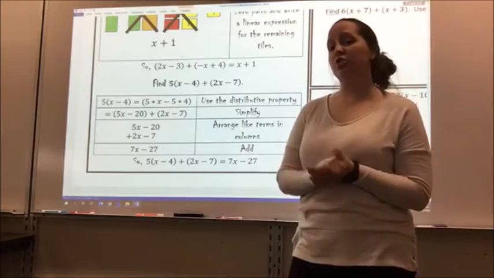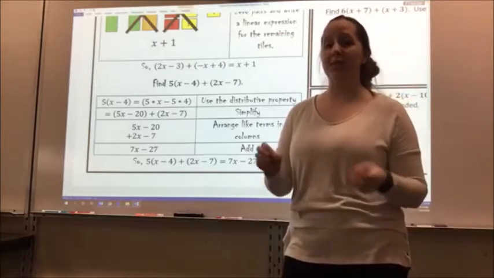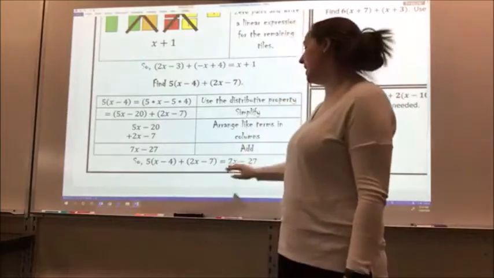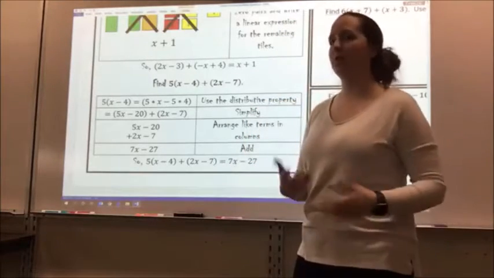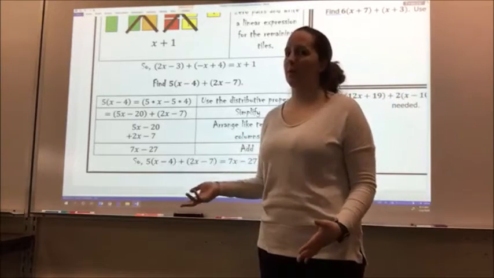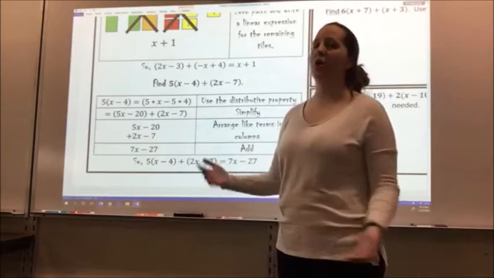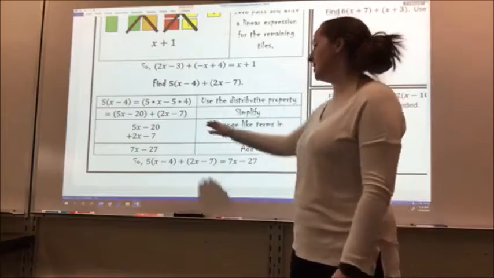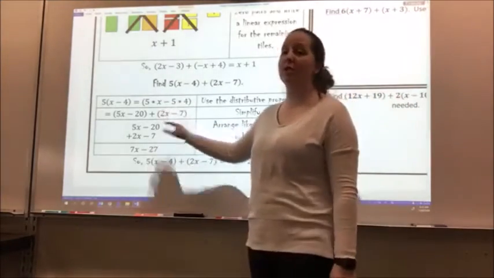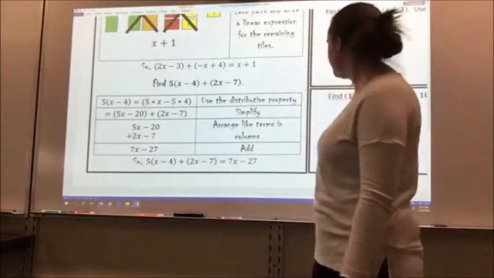If you want to draw the algebra tiles out or use the algebra tiles, use them. That's fine. Okay, you'll still get 7x minus 27, regardless of how you do it. But you may have to be drawing for a little bit because it'll take you a while to draw 20 tiles, or an additional 7 plus the 5 plus the 2. But make sure you're using the distributive property first.